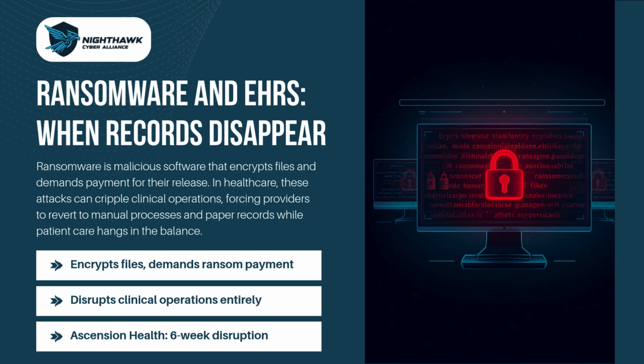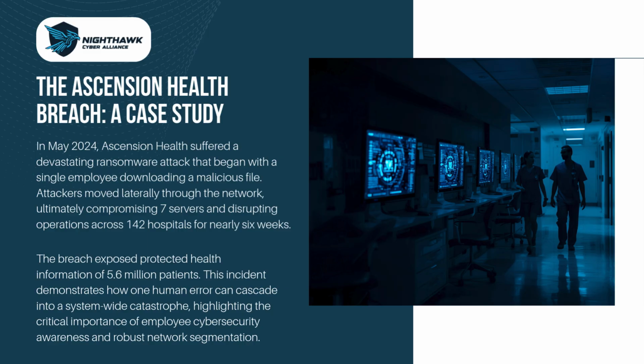In May 2024, Ascension Health suffered a devastating ransomware attack that started with a single employee downloading a malicious file. Attackers moved laterally through the network, ultimately compromising 7 servers and disrupting operations across 142 hospitals for nearly 6 weeks. The breach exposed the protected health information of 5.6 million patients. This case is a critical lesson in how one human error can cascade into a system-wide catastrophe, and why employee cybersecurity awareness and robust network segmentation are not optional investments.